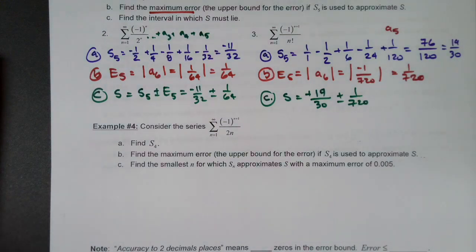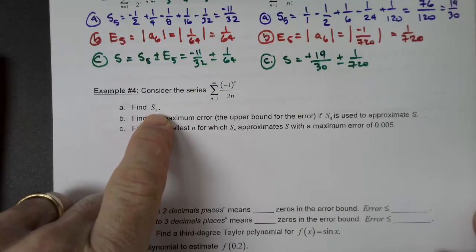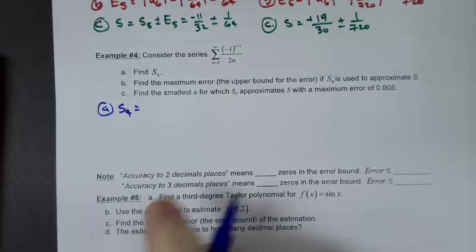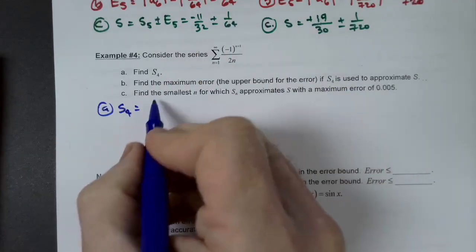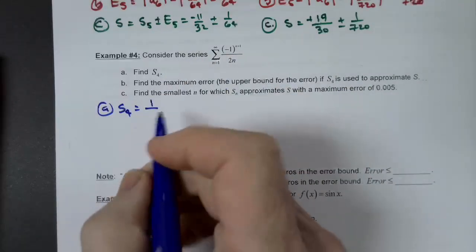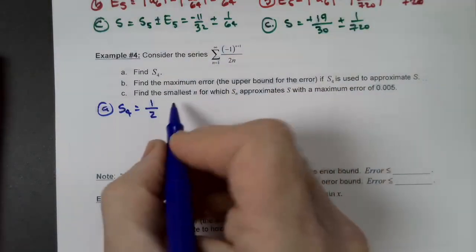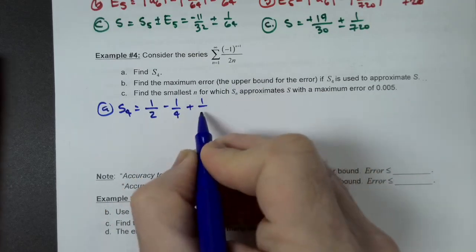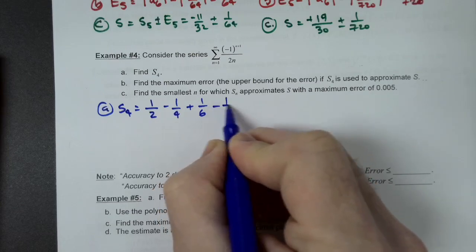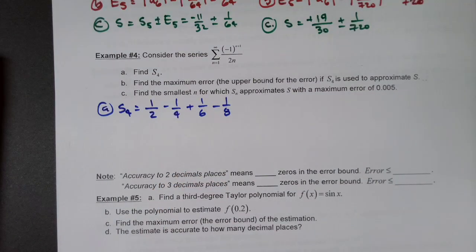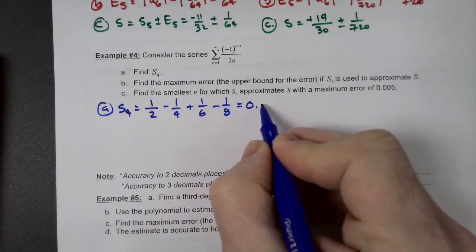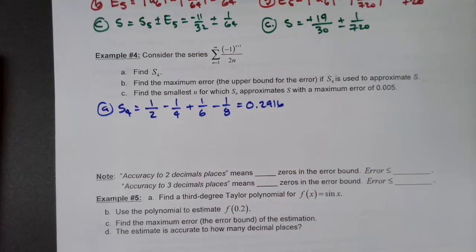Okay. Let's consider another one. This time, we're just using the fourth partial sum. So let's start out with our first one. First one is going to end up being a positive. 2 times 1 gives us 2 in the denominator. Next one's going to be a negative. 2 times 2 gives us 4. Positive. 3 times 2 gives us 6. And then a negative 1/8. Okay. I used a calculator this time, and this gave me 0.2916 as a decimal.